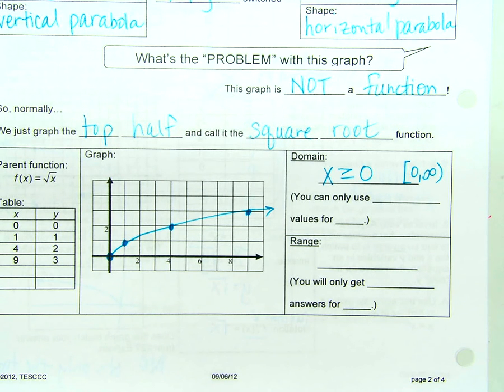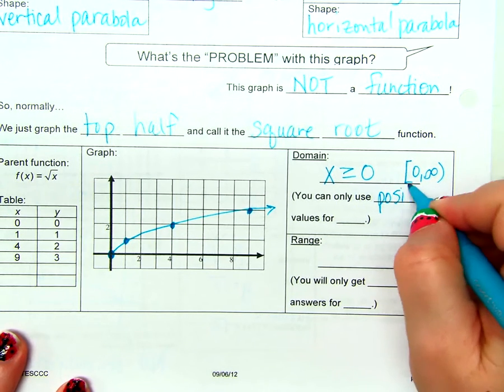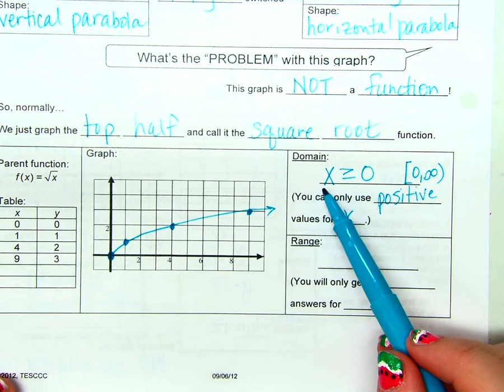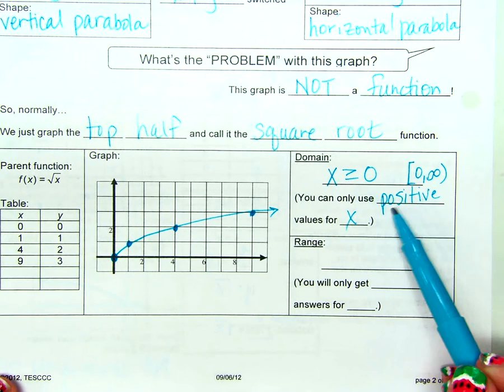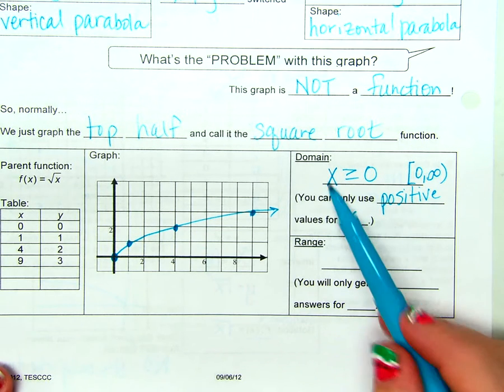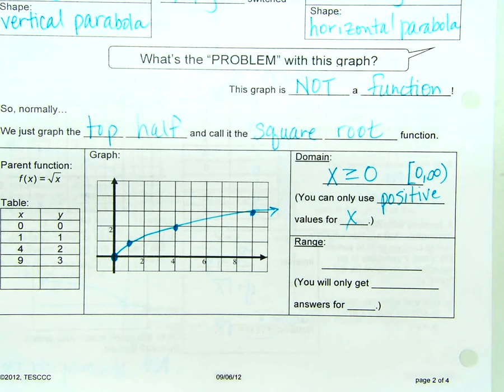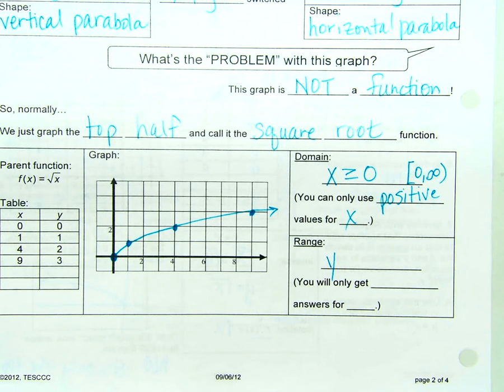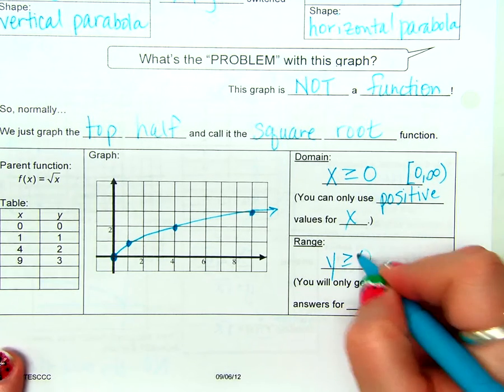You can only use blank values for blank. Positive values. Oh my gosh, you are seriously on your game today. So you understand that. Let's make sure everybody else does. What does this mean? You can only use positive values for x. When x is greater than or equal to 0, those are positive, aren't they? Okay? And we're talking about domain, so x. Okay? What about the range? First of all, we have to start off with y. Good. Perfect.